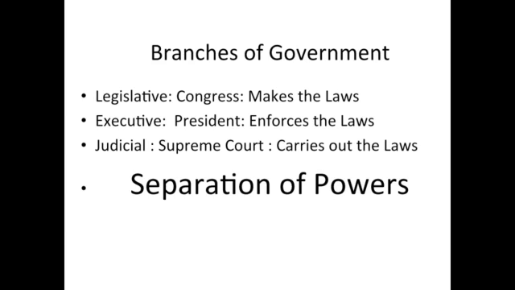They said there will be one branch that makes the laws, and that's all they can do, right? So the Congress, or the legislative branch, makes the laws, but it doesn't have the power to enforce them. That's a different branch. So the executive branch enforces the laws, doesn't make them, right? And the judicial branch carries out the laws. So separating the power into different spheres, that's all separation of powers means.